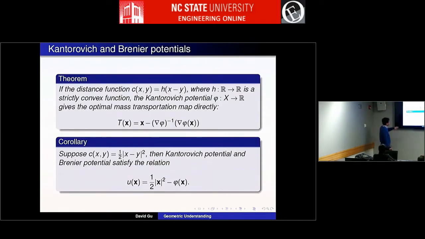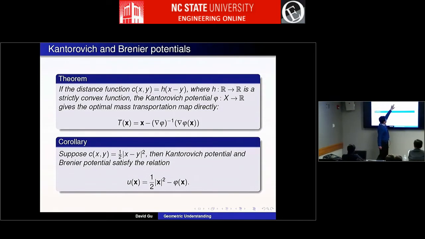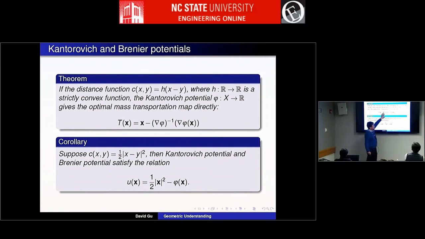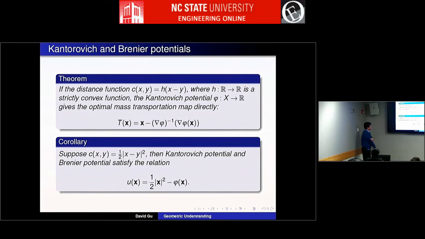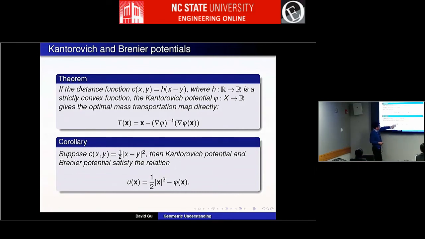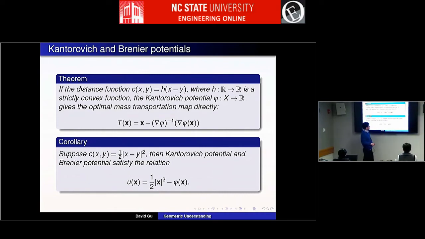If the cost function is any convex function written this way, then the Brenier theory still holds, but in a more complicated case. From this equation, we get the following relation: the gradient of u equals this one minus this one. So this is the Kantorovich potential, and u is the Brenier potential.